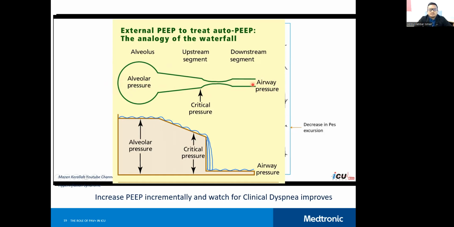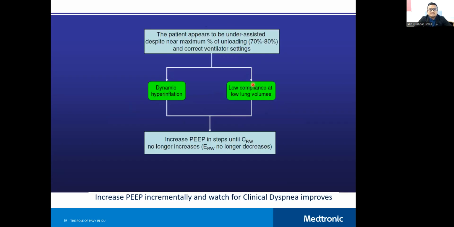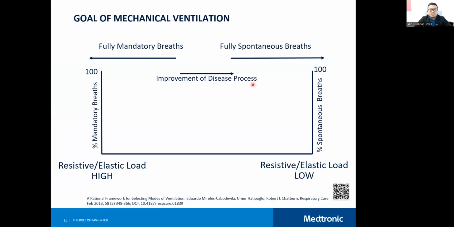Okay. So without proper PEEP titration, the effectiveness of PAV plus may be decreased. So when you have dynamic hyperinflation or low compliance, both can be treated by increasing PEEP in steps until CPAP no longer increases. Or in the case of dynamic hyperinflation, you can watch for the clinical dyspnea to improve. So what is the role of PAV plus? My main topic for today.